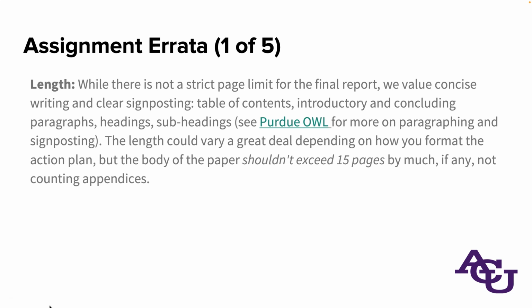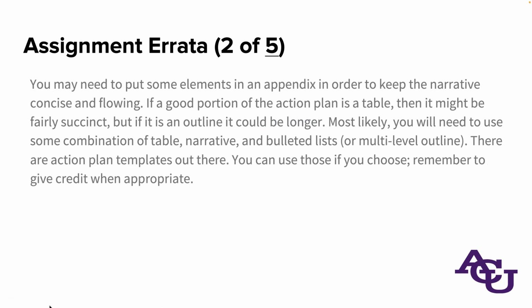We have a guideline that 15 pages is a good target maximum length. Not saying it's a strict one, but 15 pages of body text. So that's not counting the references, not counting the title page, not counting any appendices that you have as supplements. You may need to put some elements in an appendix in order to keep the narrative concise and flowing. If a good portion of the action plan is a table, then it might be fairly succinct, but if it is an outline, it could be longer. Most likely you will need to use some combination of a table, narrative, and bulleted list or multi-level outline.